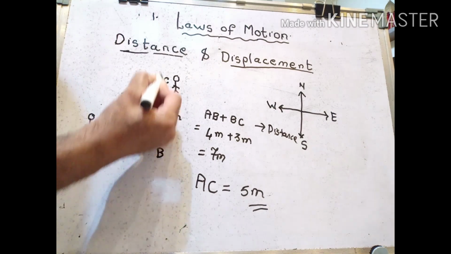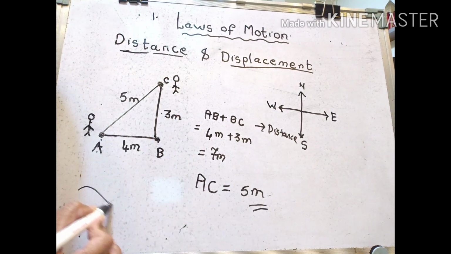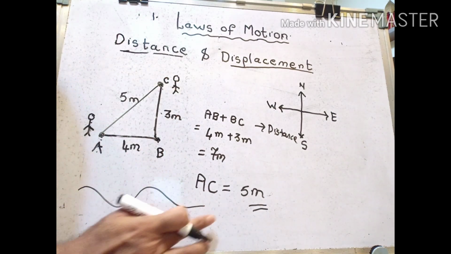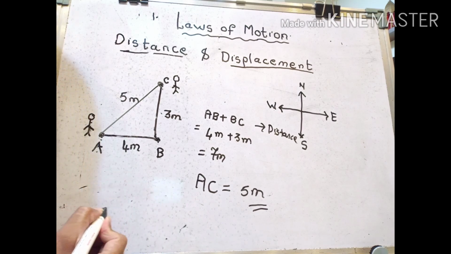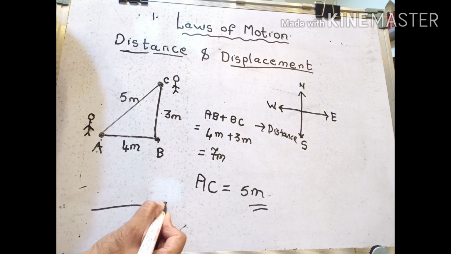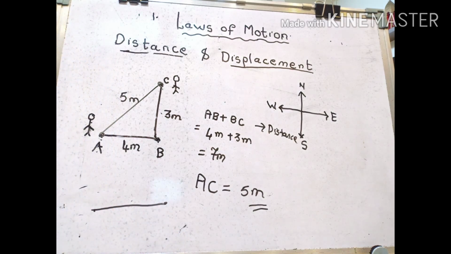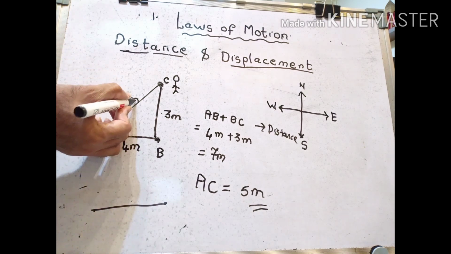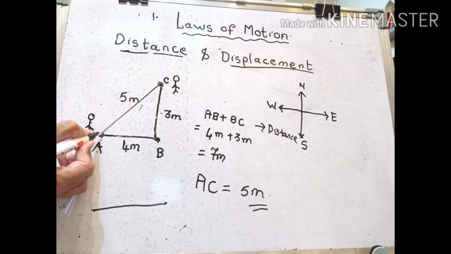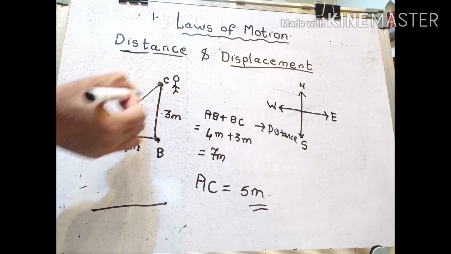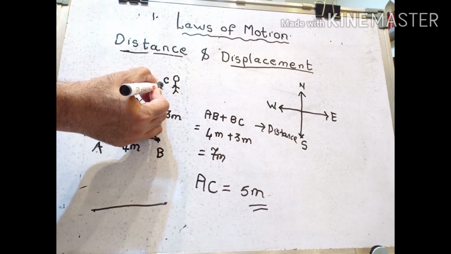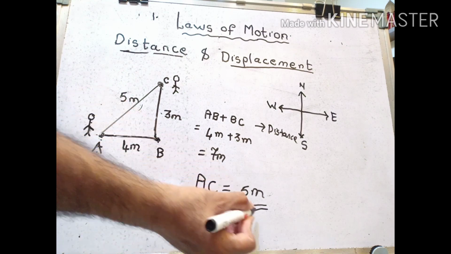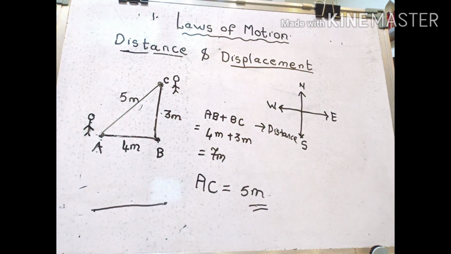This motion is not a straight line motion. Even these motions are not straight line motions. You can call this motion a straight line motion along a straight road. We will come to that later. For right now, students, please remember that this is the displacement. Displacement is the minimum distance between the starting point and the finishing point. So this is 5 meters which we have.